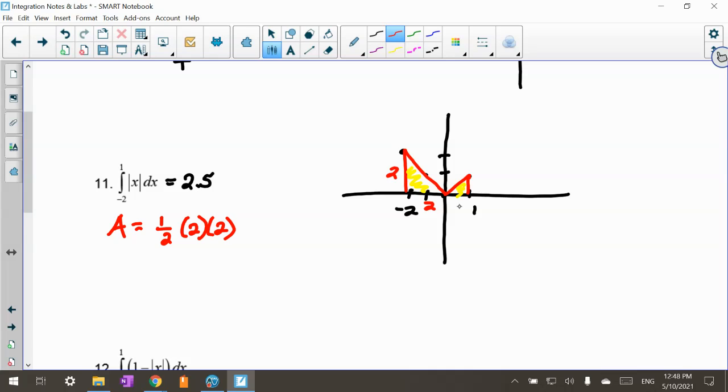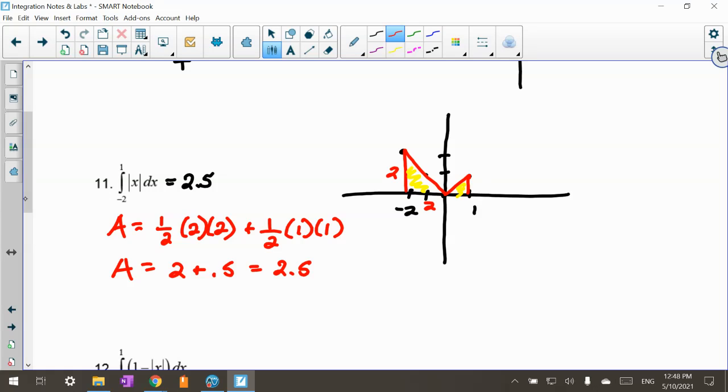That's this left triangle. The other one is 1 by 1, plus 1/2 the base times the height. So 1/2 of 4 is 2. So the area is 2 plus 1/2. So there's your 2.5. So that's cool too.